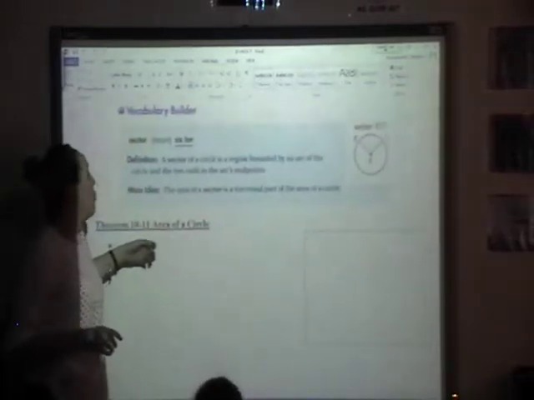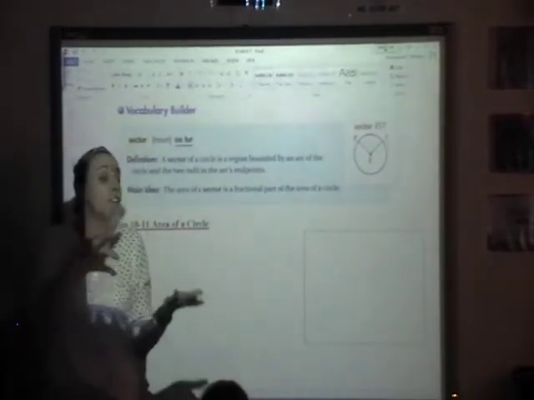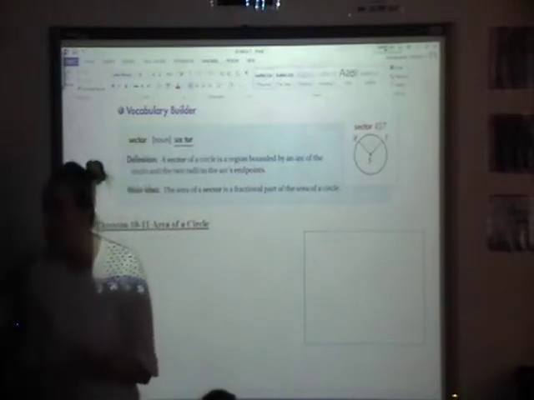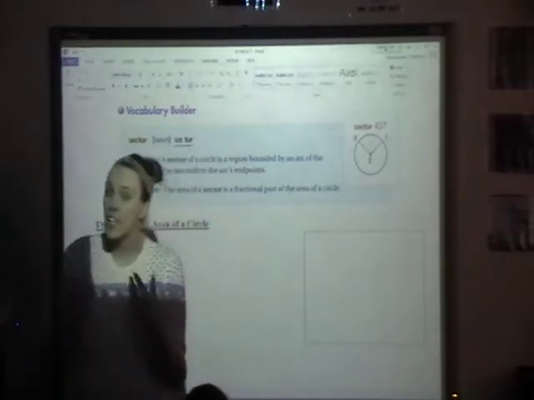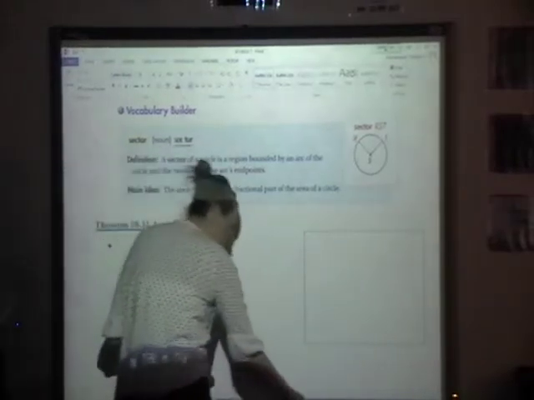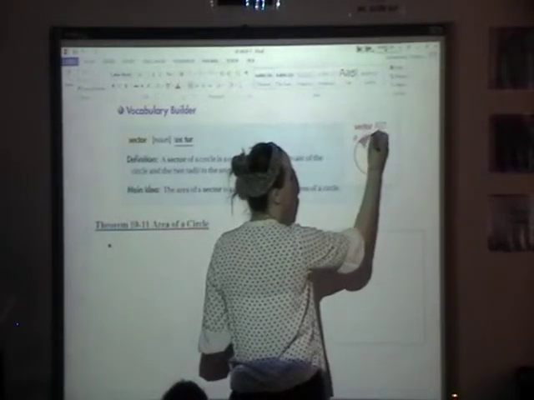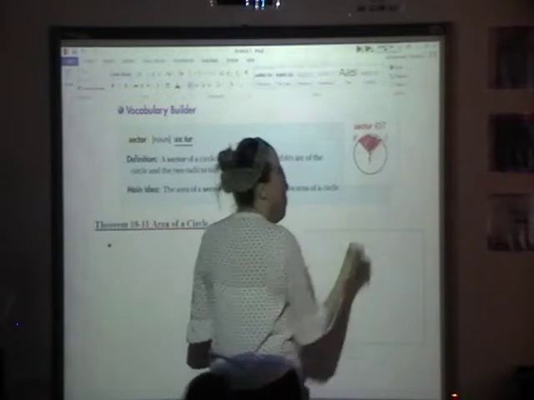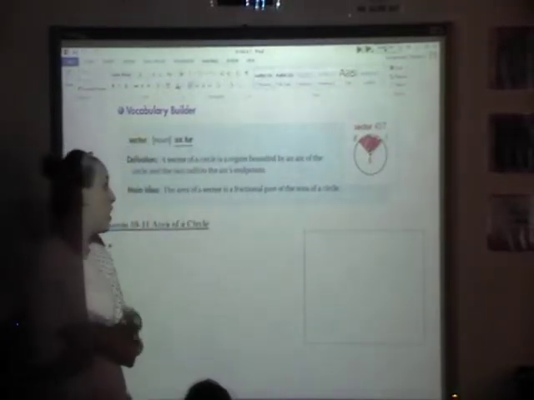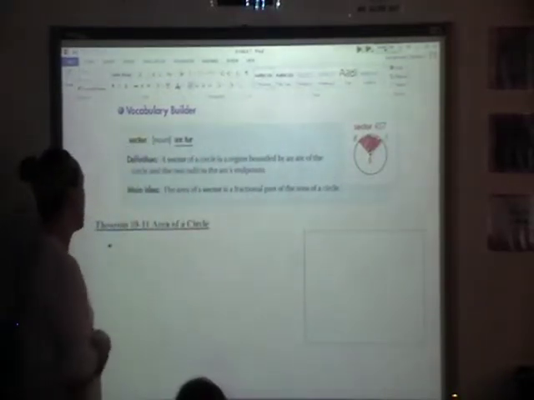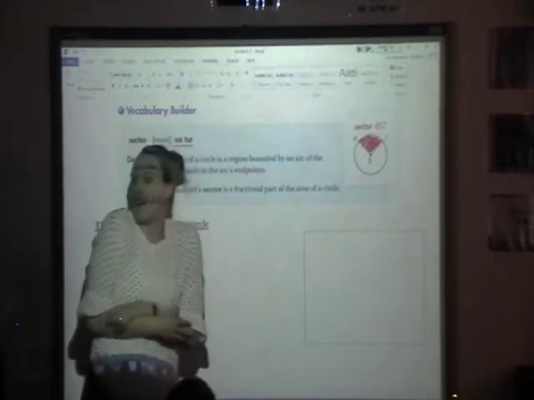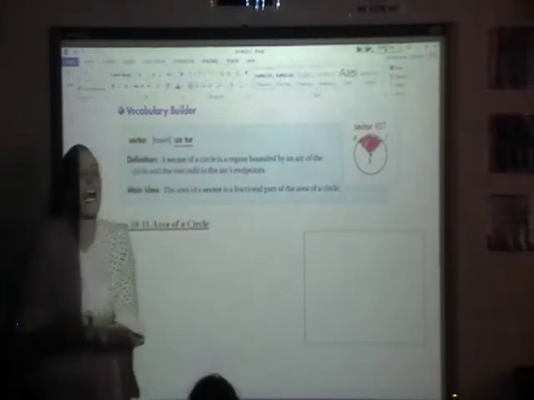Now, just like we can find a portion of the circumference, we can also find a portion of the area. That is called sector area. So sector area is the inside stuff between your central angle and your arc. A sector would be the inside that I just colored RST. A sector is just a region bounded. It's a portion of the area.